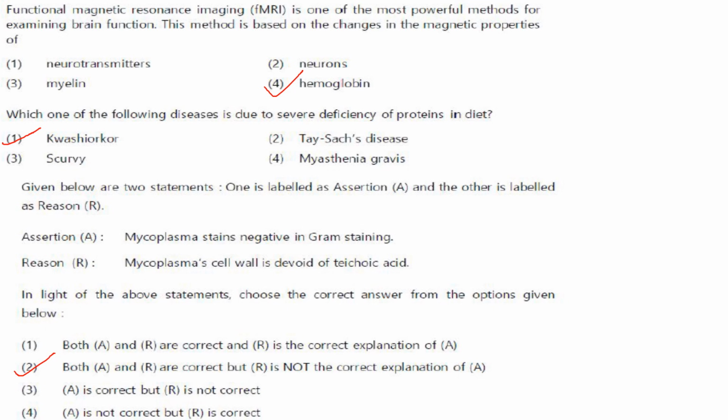Answer is option 2. Both A and R are correct. Yes, R is also correct because they are devoid of teichoic acid. Teichoic acid is a component of the cell wall. So A and R are correct but R is not the correct explanation of A.